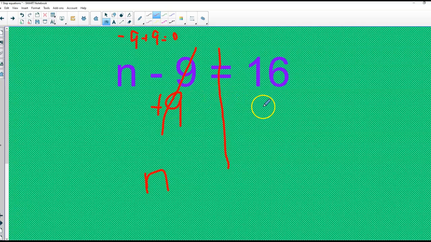So we need to do the same thing to the right side of the equal sign. So if we added 9 here, I need to add 9 here. Right? This is gone. I have an n. So on the right, it is just 16 plus 9. And if we add them together, we would see that n is 25. Okay? And again, if I plug 25 in here and subtract, I would get 16. So we're just using the opposite operation.